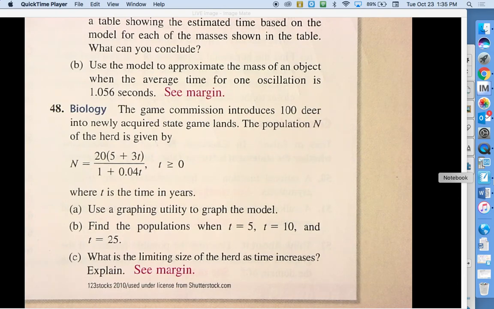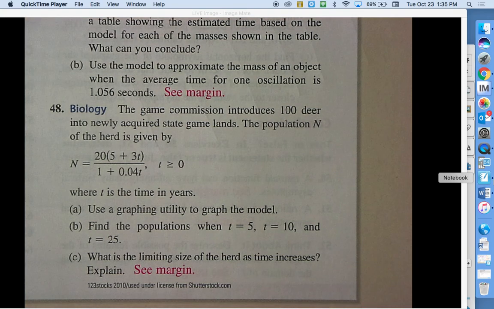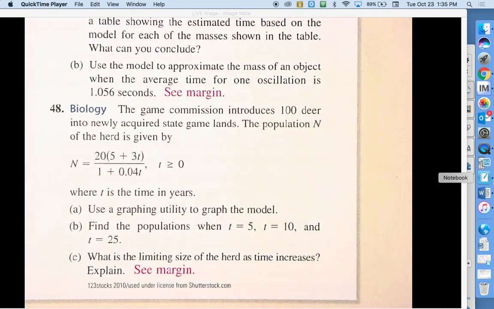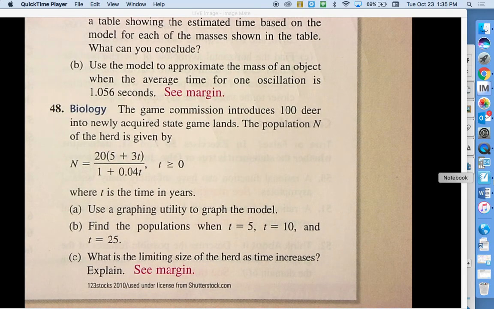But the population is given by N, which is the number of deer in our herd, so the number in the population. And then it says N equals 20 times (5 plus 3t) over (1 plus 0.04t), where t is greater than or equal to 0. So t is time, N would be the number of deer in the herd, and the time is in years. I want you to plug this in your graphing calculator just to see what the graph looks like. But the only part that you really need to focus on is this piece right here.